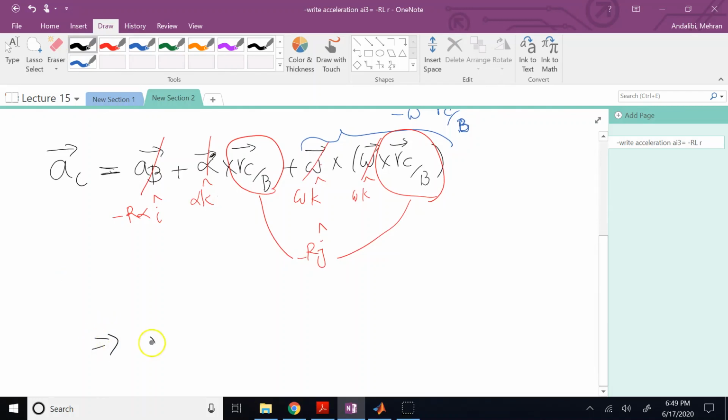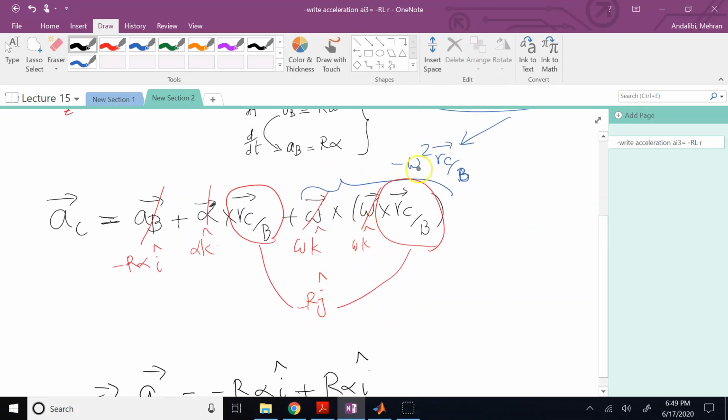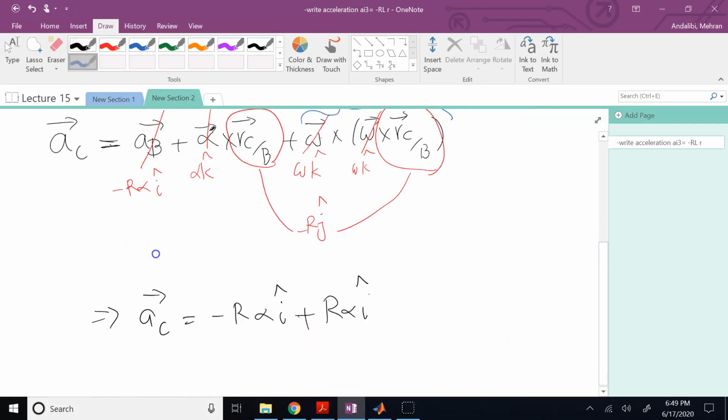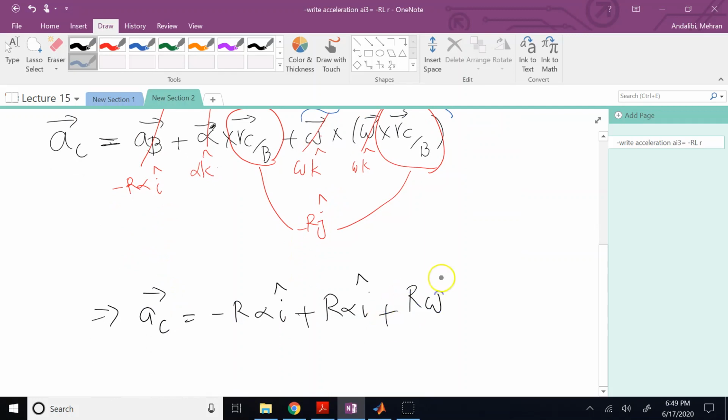Therefore, a of c is going to be negative r alpha I. Then you have k cross j, and you know k cross j is negative I, but you have another negative, so you're going to get positive r alpha I. And then you have negative magnitude omega squared r of cb, but r of cb has a negative in it, so you're going to get positive r omega squared j. And when these two cancel, you only get r omega squared j.